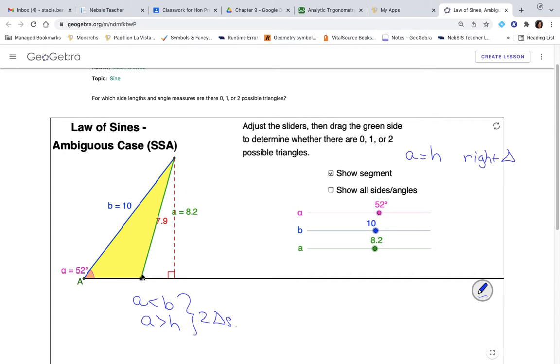Who's got to be the smallest? H less than A less than B. If our height is less than side A, which is opposite of the angle, and that is less than B, then we get two triangles. Now, yesterday we had a way of deciding how to get H, right?